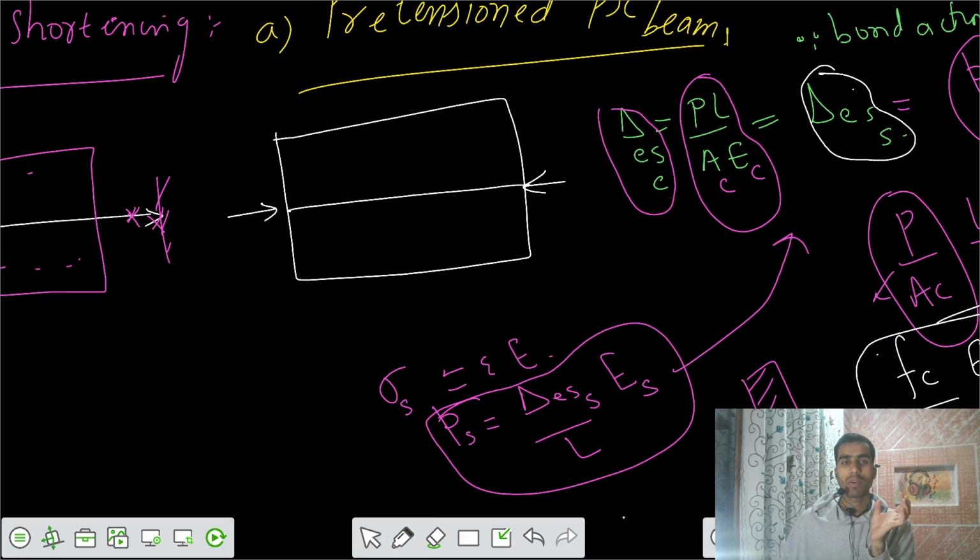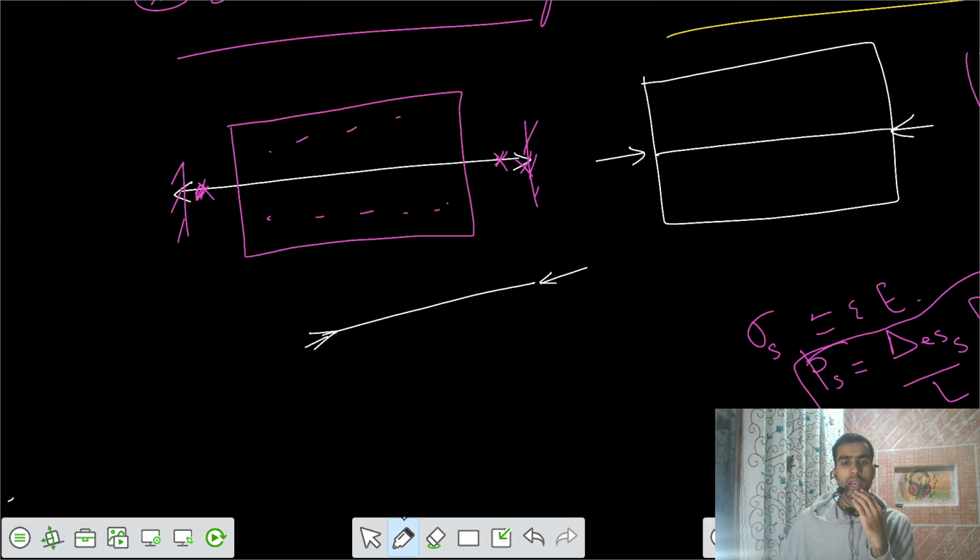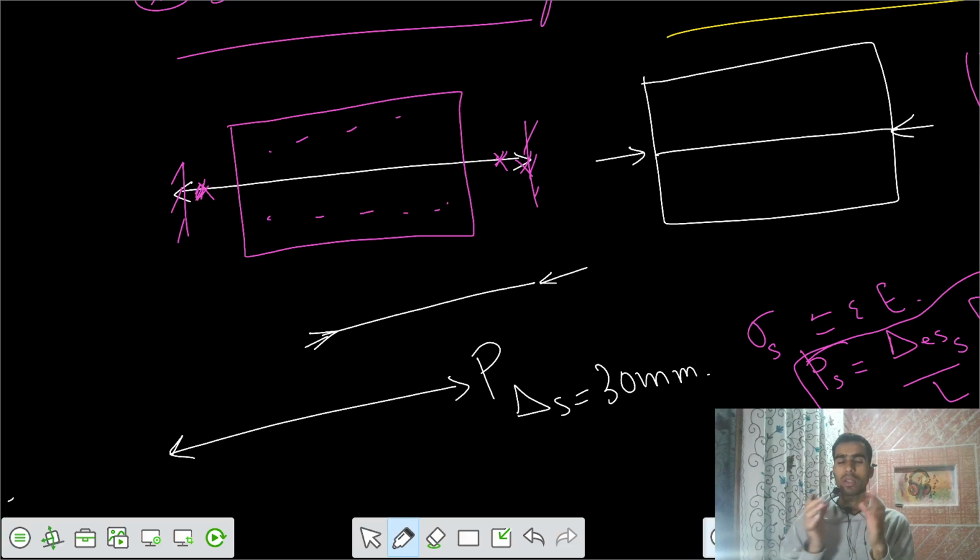But what was pre-stressed concrete all about? You are applying the stress in the steel. So actually, in the initial case, you applied some tensile force of P in the steel. Because of that, you elongated that steel by, let's say, 30 mm. You increased the length of the steel wire by 30 mm.